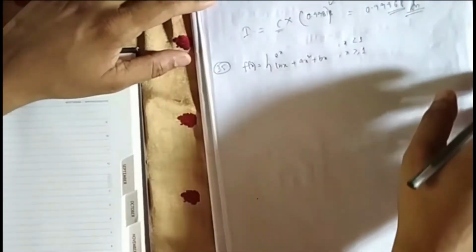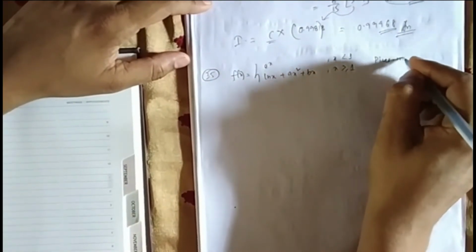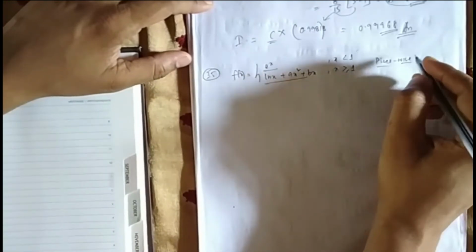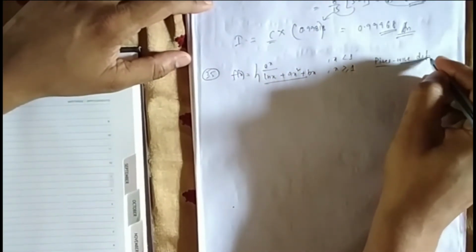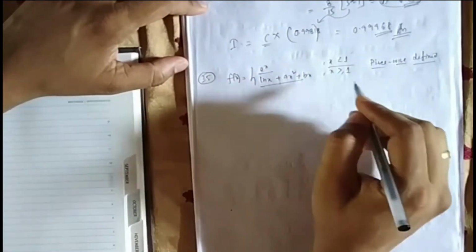This is a piecewise defined function. This type of function is known as piecewise defined because it is given in small pieces. This is one piece, this is another piece. So it is given a piecewise defined function where for x less than 1 it is this and for x greater than 1 it is this. Here x belongs to R.